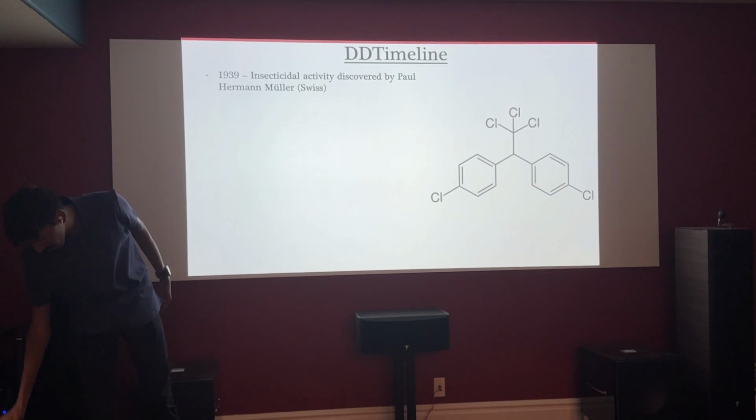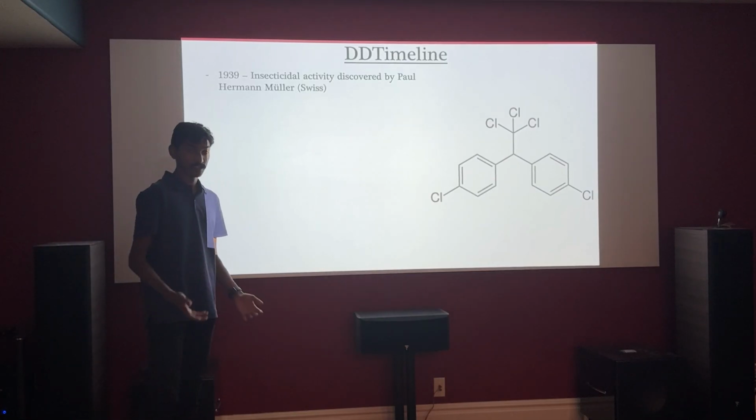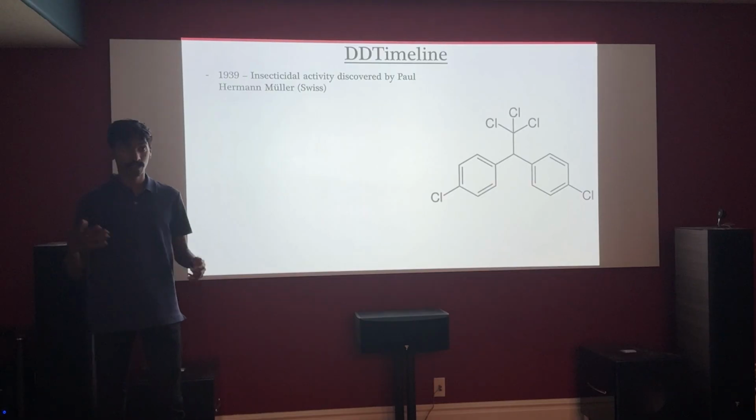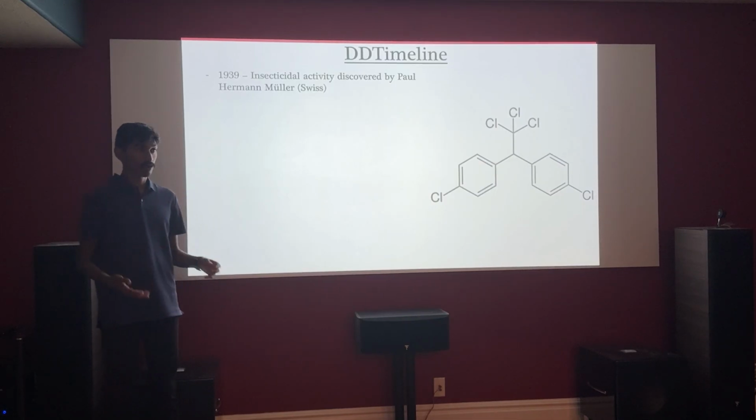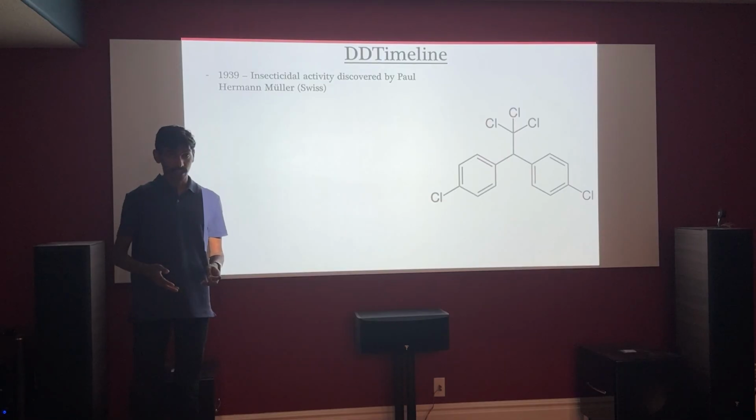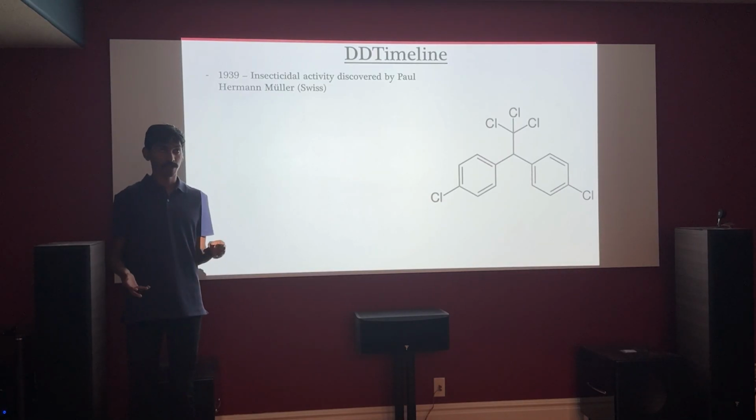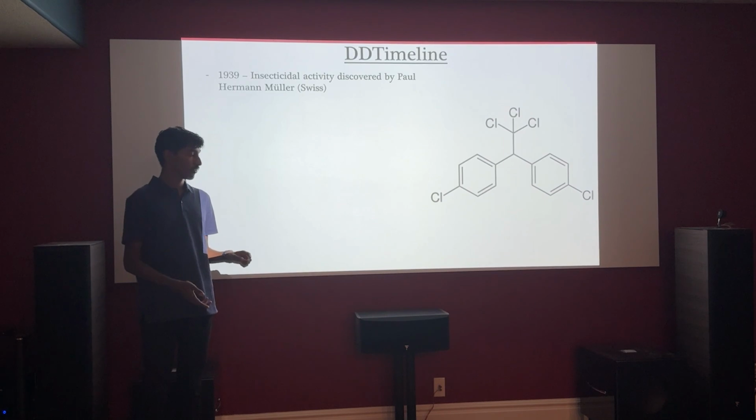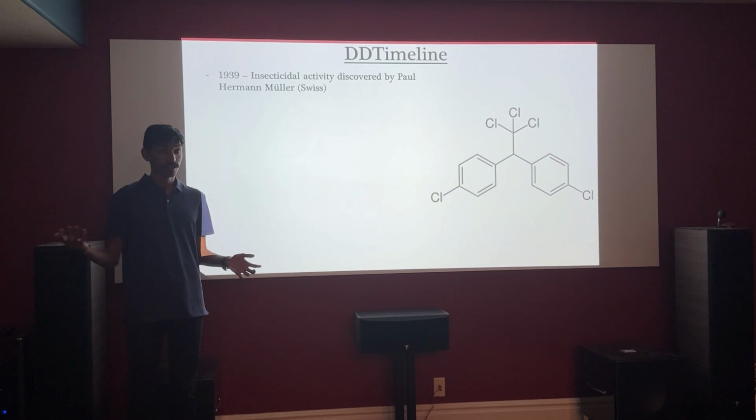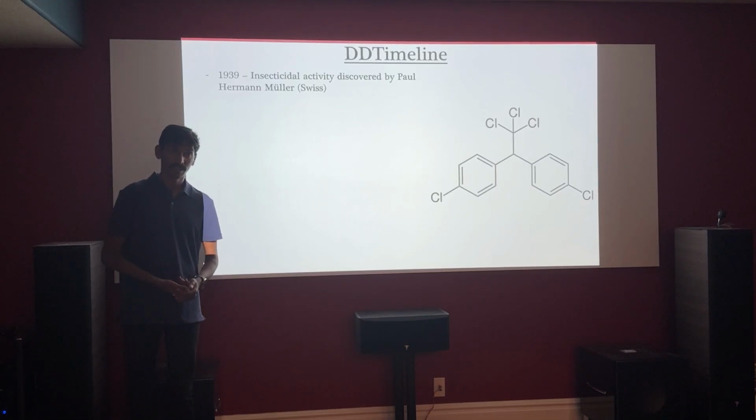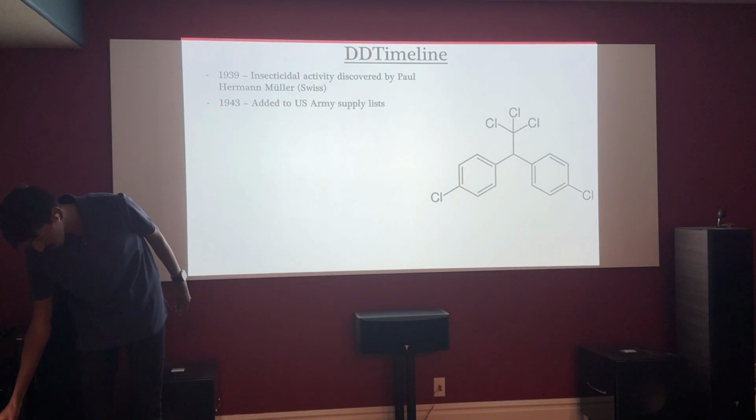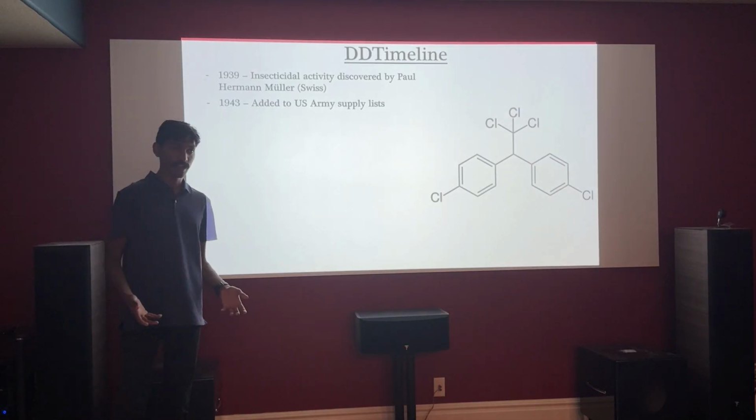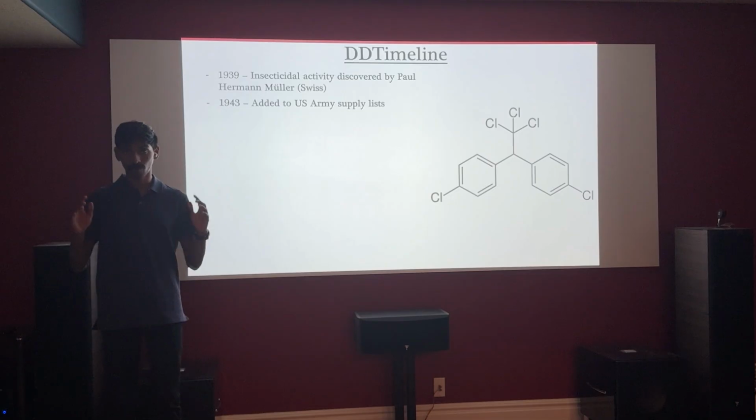Now, here's a little timeline. In 1939, the insecticidal activity of DDT, so its ability to kill insects, was discovered by the Swiss chemist Paul Hermann Mueller. Now, of course, DDT had been known about for maybe about 90 years prior to this. I do not remember the exact date, but its insecticidal properties, its properties of killing insects, preferably without as much of a detriment to humans as well, was discovered by Dr. Mueller. In 1943, it was added to U.S. Army supply lists. Why is that important?